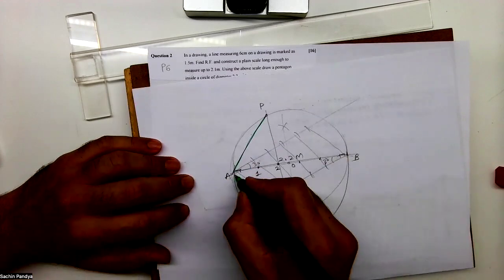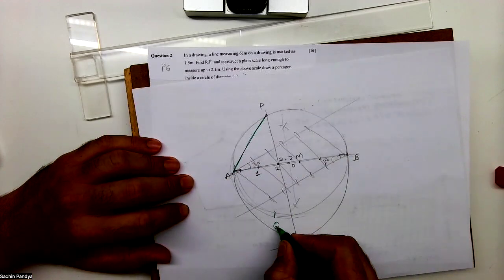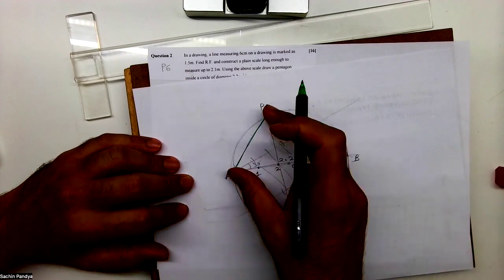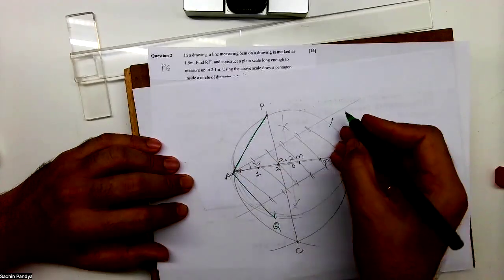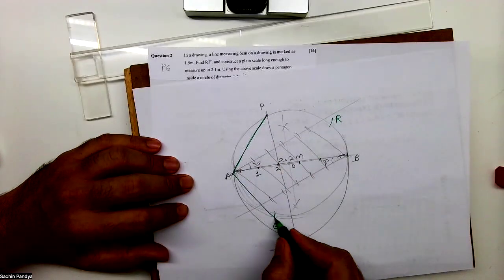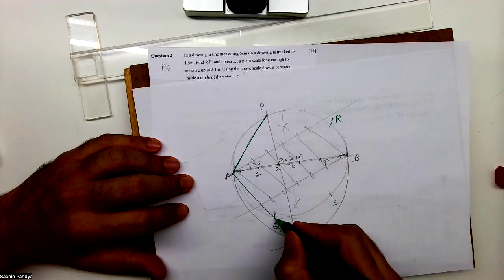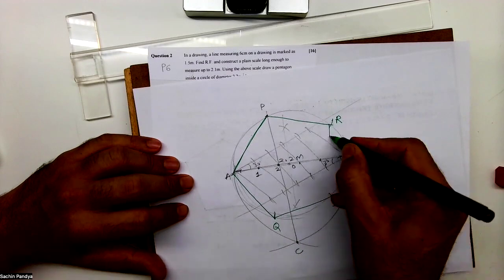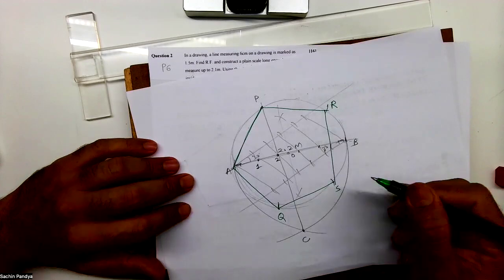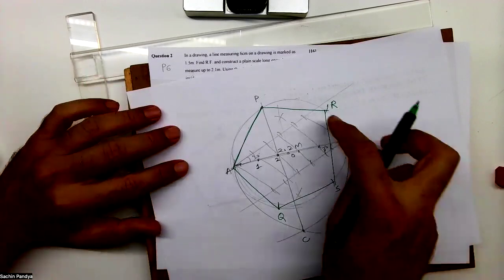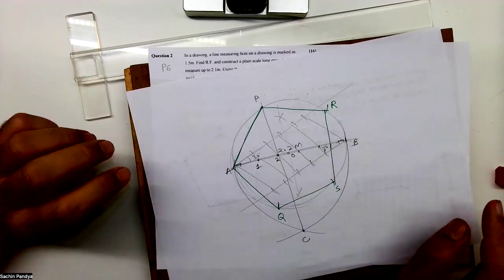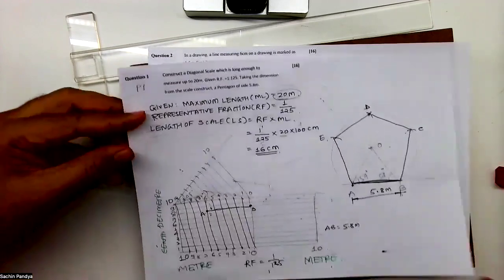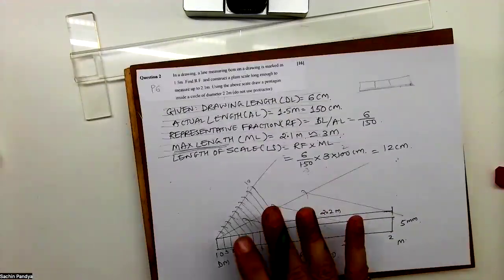Take A to P and from A you cut it down. Let's say this is Q. Then maintain the same radius, this A to P, and from P you cut it over here, R, and from Q you cut it over here, S, right? And when you join P to R and Q to S, this RS should come straight. That is a test. If it comes straight, then your pentagon is right. So make sure that this RS should be straight. So we are done with this sum, right?